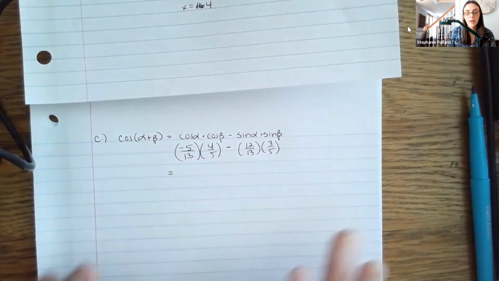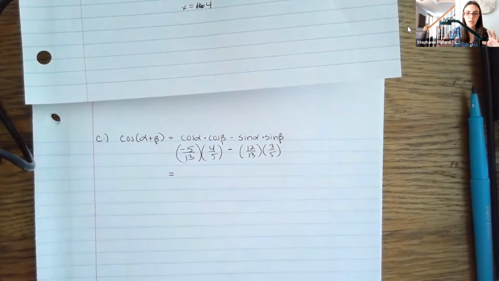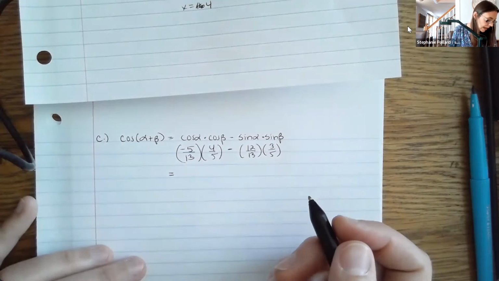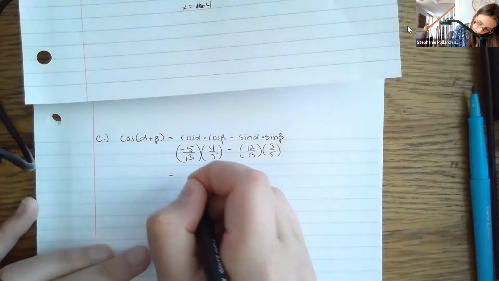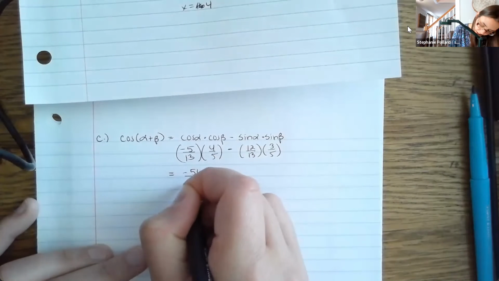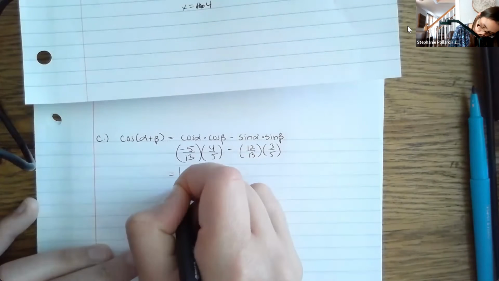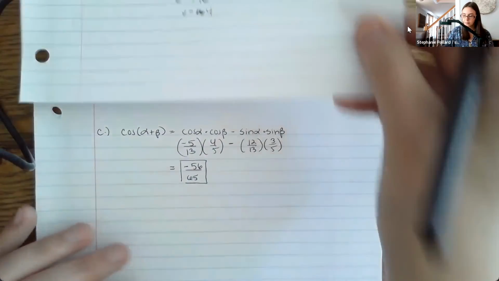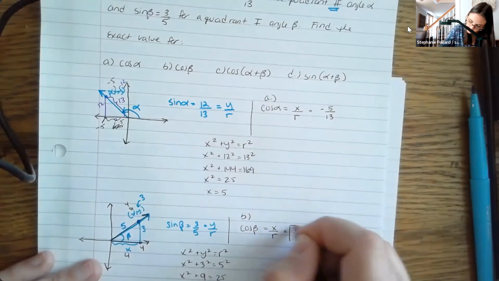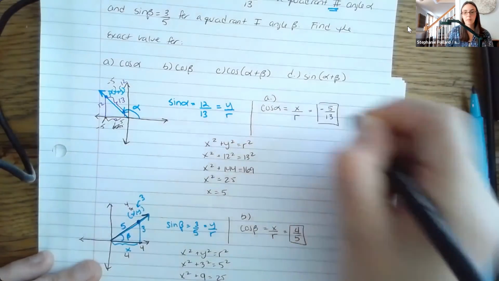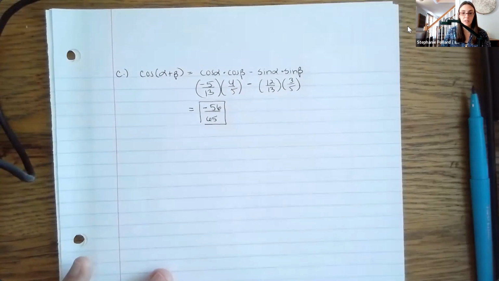Now you're going to just do a little bit of algebra here, and I've kind of done this already for us and just found the answer. And what you're going to get is -56/65. So that is our final answer for that first one.